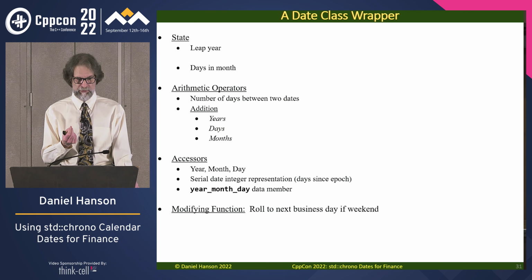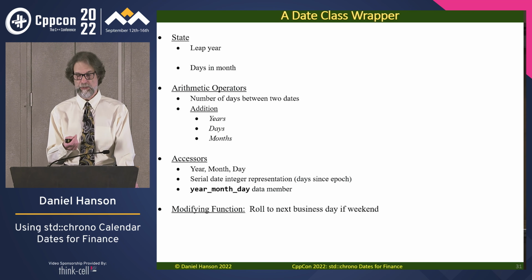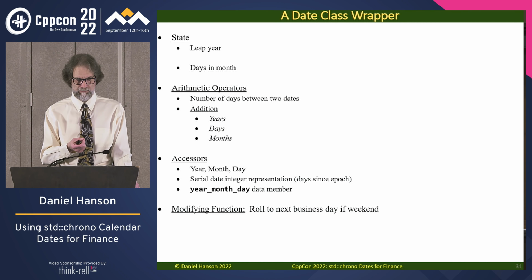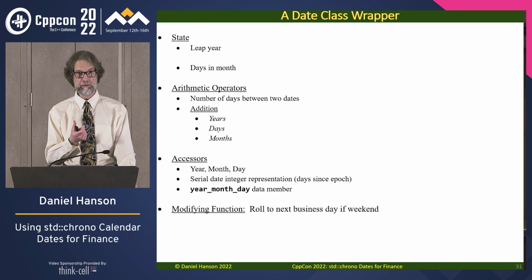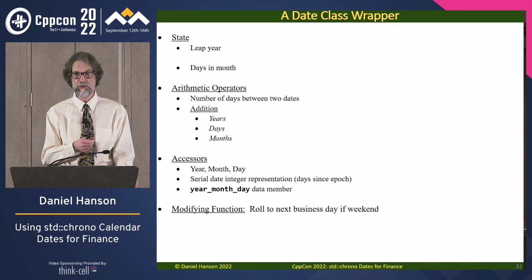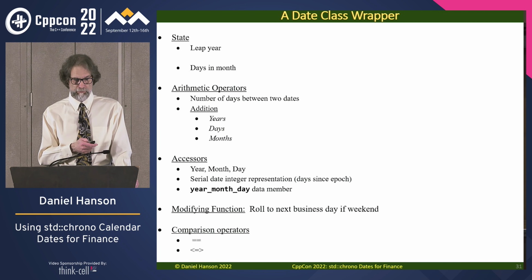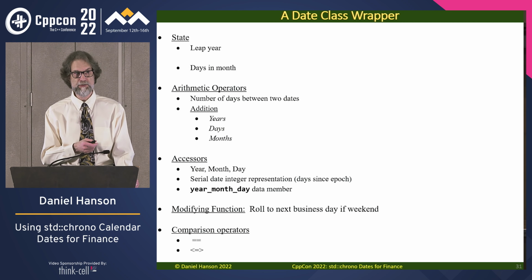Also, you'll often need to have the serial date representation, so that will be available. And it's sometimes convenient to actually be able to access the underlying year, month, day member object. We'll also have to program a modifying function that will roll to the next business day if a date falls on a weekend. And then we'll need comparison operators because we need to know if one date is later than another and so forth.